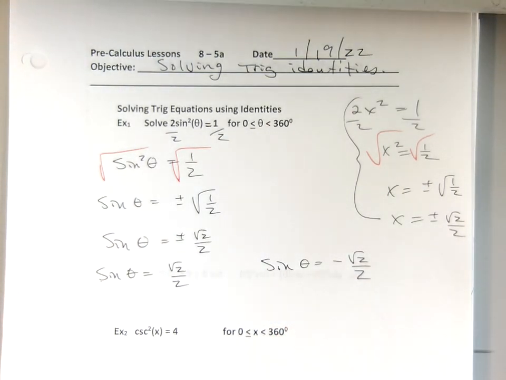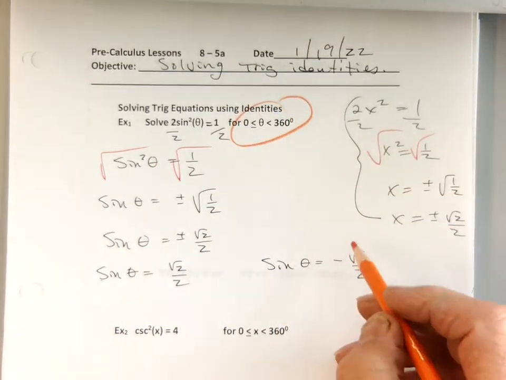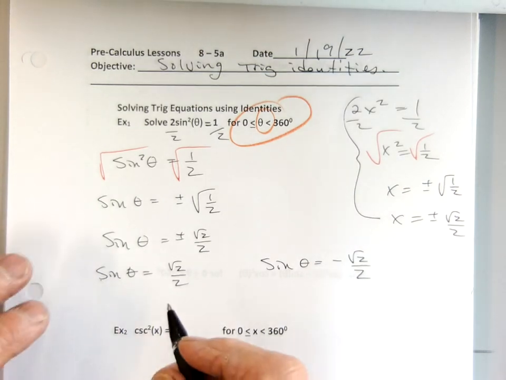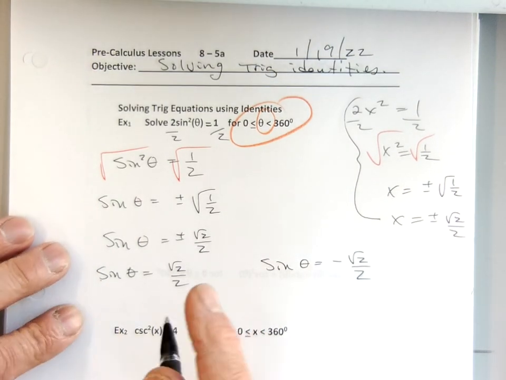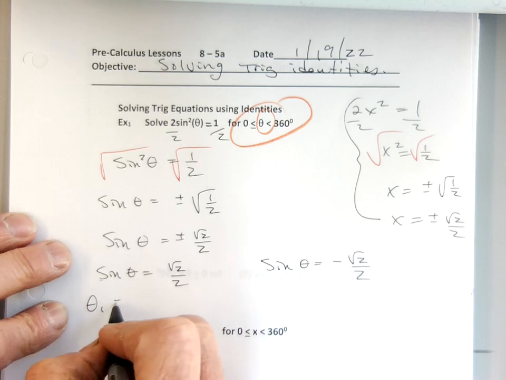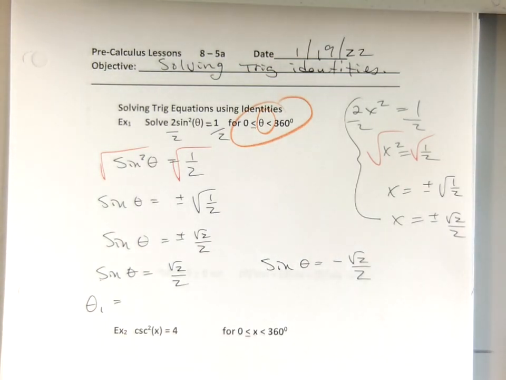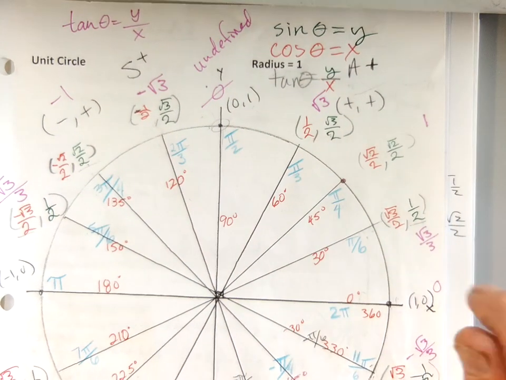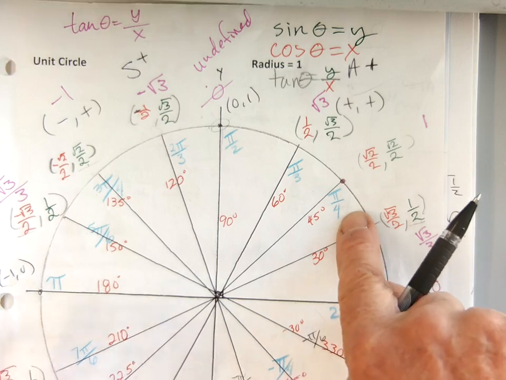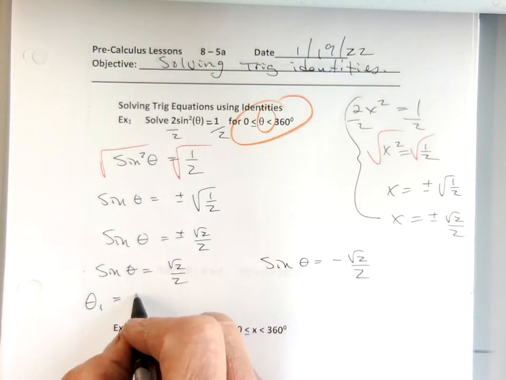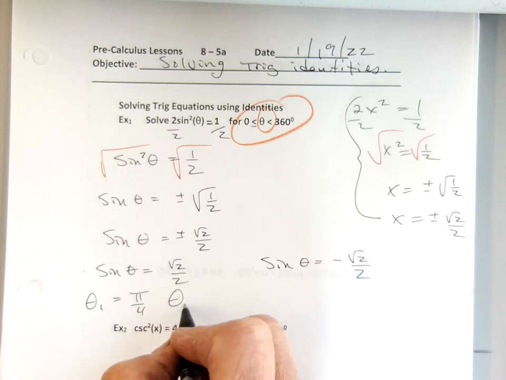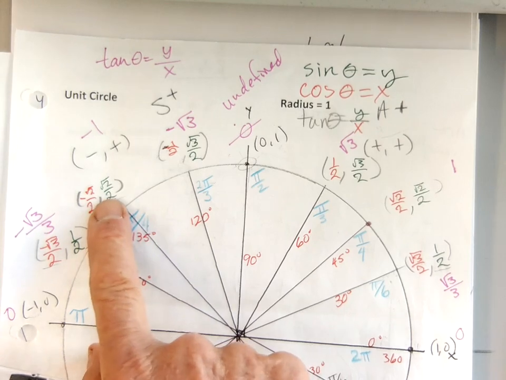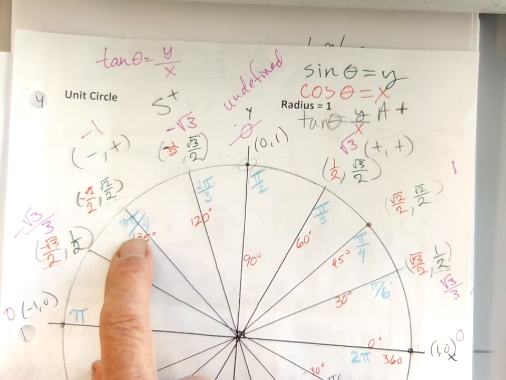I don't want to forget that my whole goal is to solve for theta, right? My whole goal is to find theta. So I'm really looking for sine inverse of this, but the angle's on the unit circle. So theta 1: square root of 2 over 2 for sine. Sine's the y value. So square root of 2 over 2, pi over 4. There's one answer. Theta 2: there's another square root of 2 over 2 for the y value. Is that 3 pi over 4?